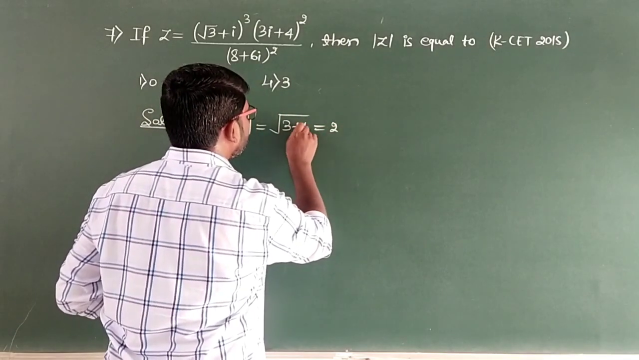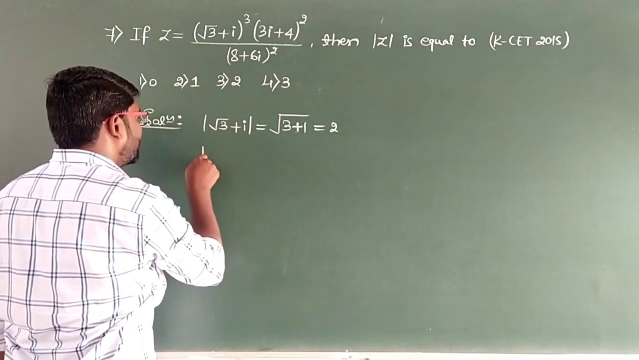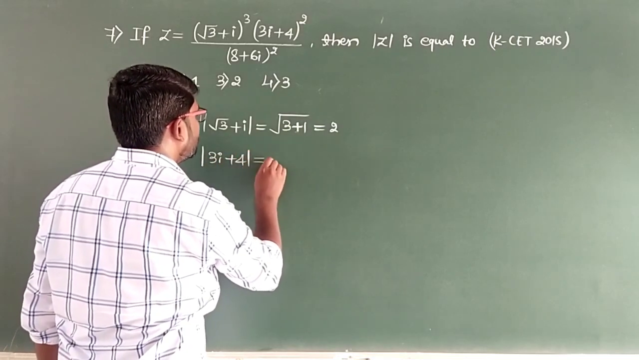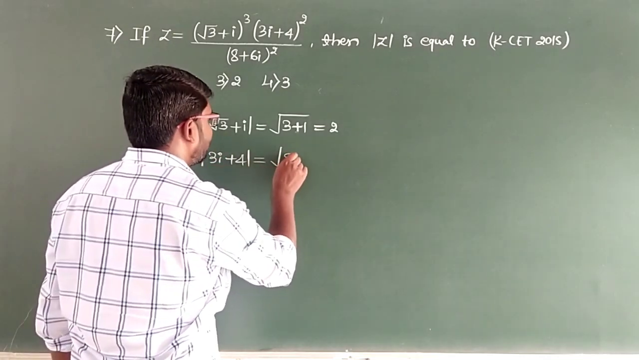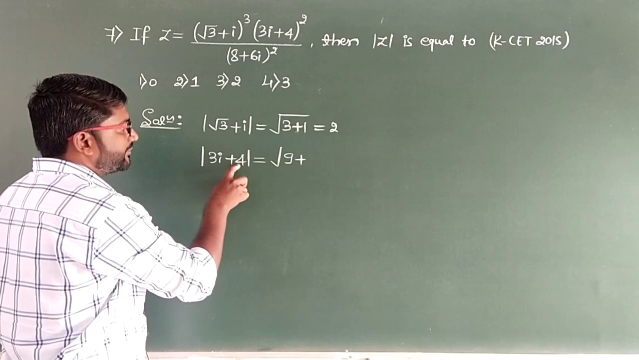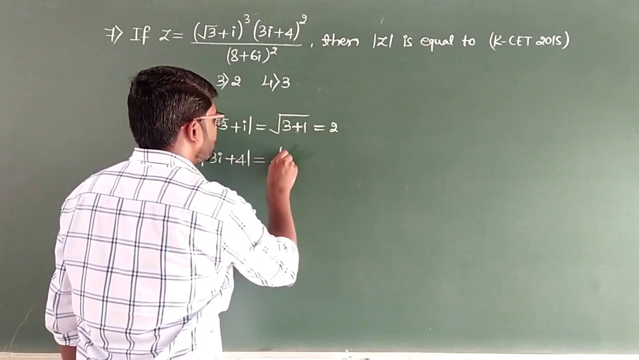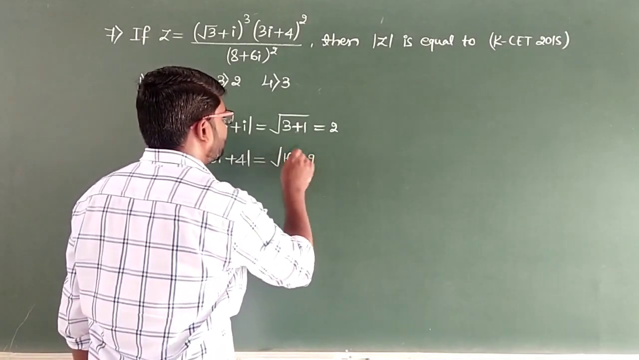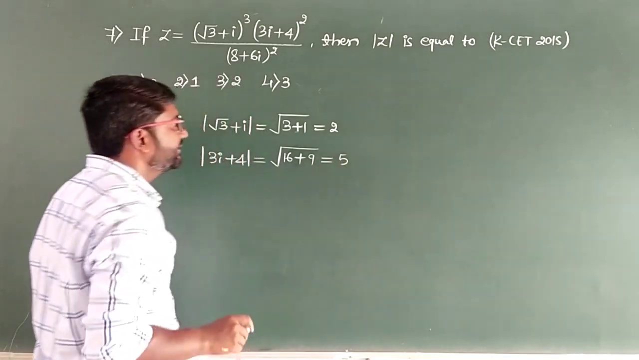Then similarly we will have to take the modulus of this one now. So modulus of 3i plus 4 is equal to square root of square of the real part, sorry, square of the real part 4 it will be 16, plus square of the imaginary part 3 it will be 9. So 16 plus 9 will be root 25, that is nothing but 5.